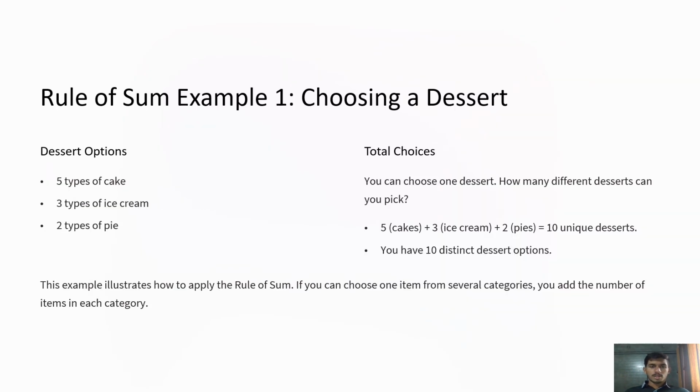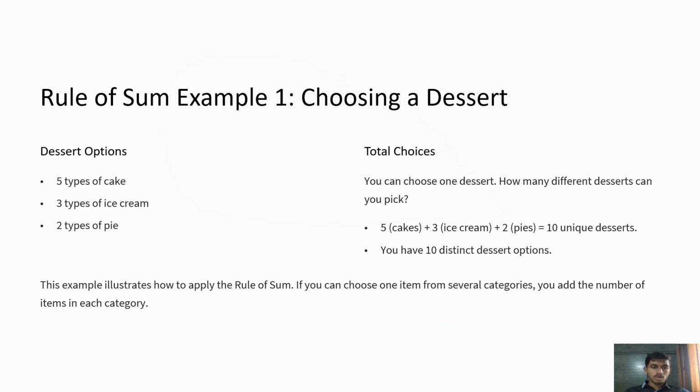Rule of sum, example 1: choosing a dessert. Consider these are the dessert options. We have 5 types of cakes, 3 types of ice cream, and 2 types of pie. If we want to choose one dessert from all these options, for a cake, we divide the number of cakes by the total number. So there are 5 cakes, 3 ice creams, and 2 pies. So there are 10 unique desserts. We have 10 distinct dessert options.